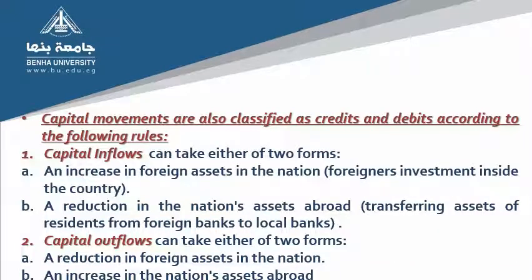Capital movements are also classified as credit and debits according to the following rules. Capital inflows can take either of two forms: an increase in foreign assets in the nation, which means foreigners' investment inside the country, or a reduction in the nation's assets abroad, which means transferring assets of residents from foreign banks to local banks. Capital outflows can take either of two forms: a reduction in foreign assets in the nation or an increase in the nation's assets abroad.